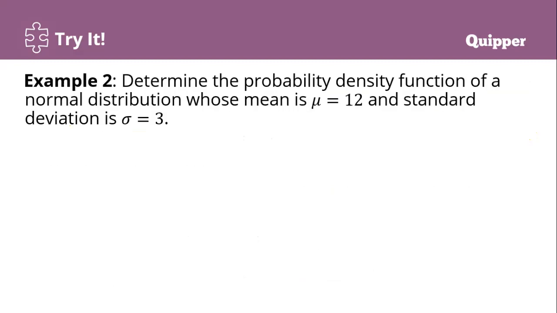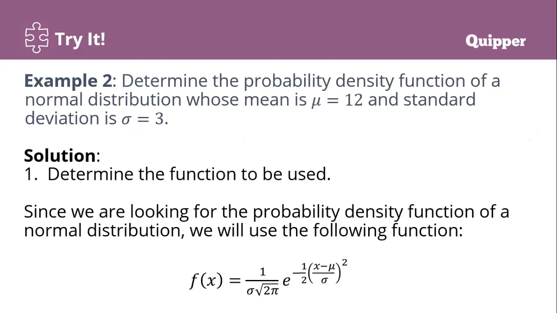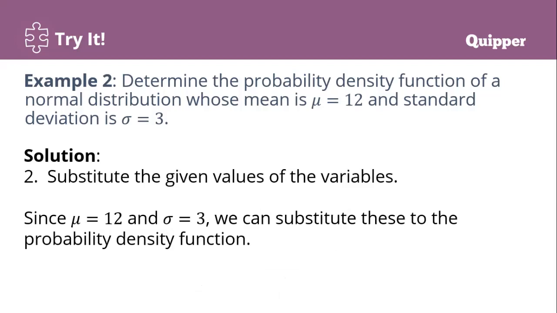That is the answer. Next, determine the probability density function of a normal distribution whose mean is 12 and standard deviation is 3. So determine the function to be used. Since we're looking for probability, basta probability density function gani, use the formula f of x is equal to 1 over standard deviation square root of 2 pi e power of negative 1/2 times the quantity of x minus mean over standard deviation, squared.